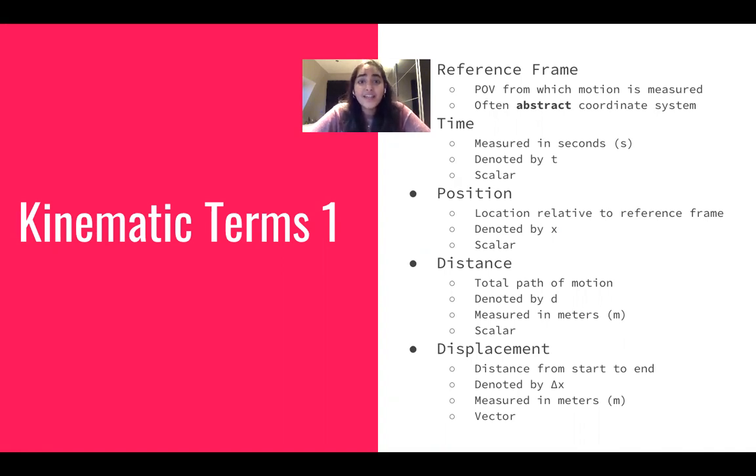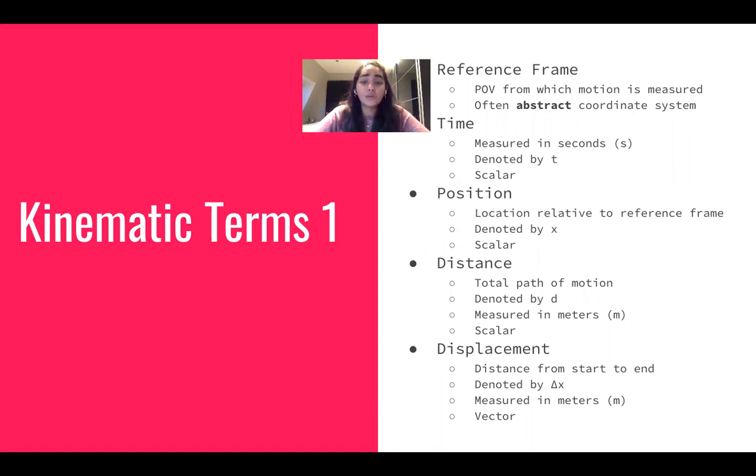For position, this is the location relative to a reference frame. It's usually denoted by the letter x, and it is a scalar. What's really important about this one is imagining the reference frame. That's like saying (1, 0), which can be 1 meter to the right and 0 meters up. That gives the viewer a really great sense of what the object is and where it's located.